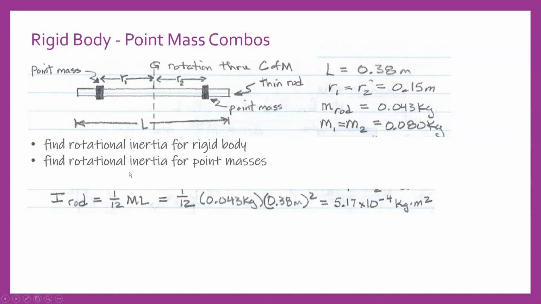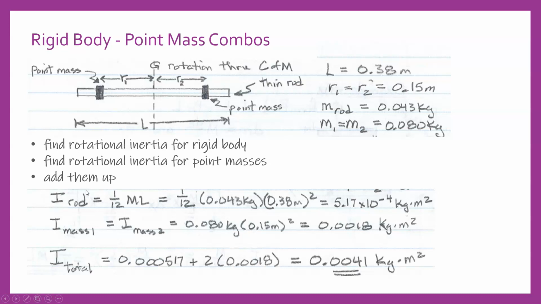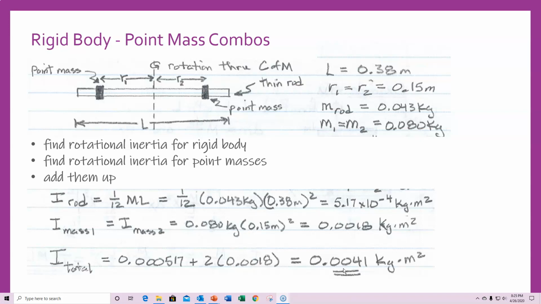Next, we need to find the rotational inertia for the point masses. Well, we have 2 of them, but they are equal to each other because of the same radius and same mass. So we go and plug in our mass and our radius, which is the distance from the axis of rotation, and we find out that this is the rotational inertia for each of the point masses. And we go ahead and add them up. We find out that it's 0.0041 kilograms meters squared. Notice that for this system, the point masses made up the majority of the rotational inertia.